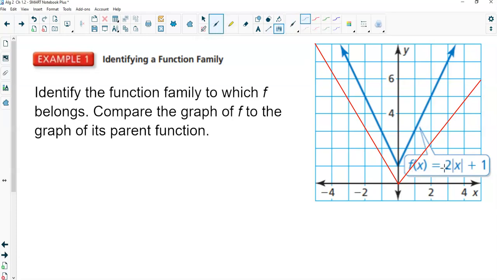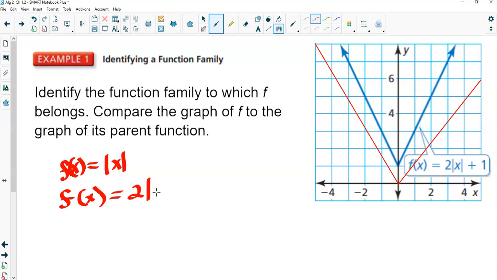Notice how the equation changed also, and you want to take a look at those changes. Notice that the parent function is f of x equals the absolute value of x, while this one is f of x equals twice the absolute value of x plus 1. Notice that twice made the graph narrower, and that plus 1 moved the graph up 1 unit.